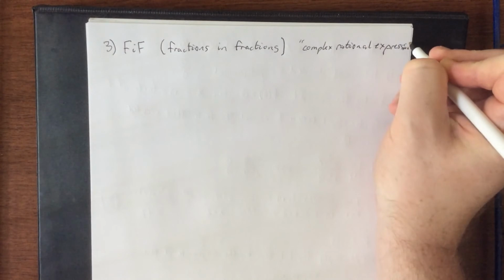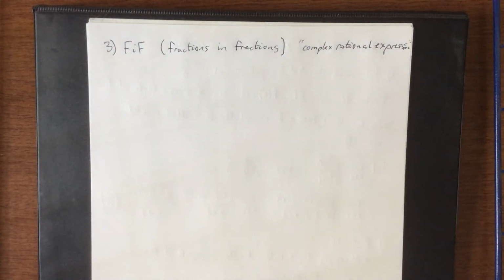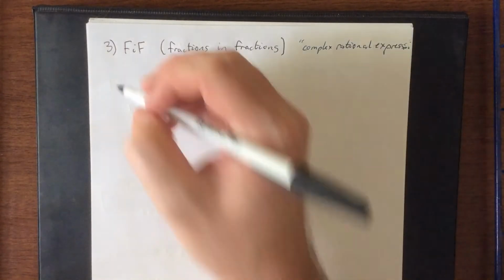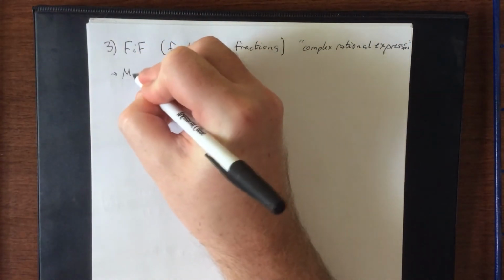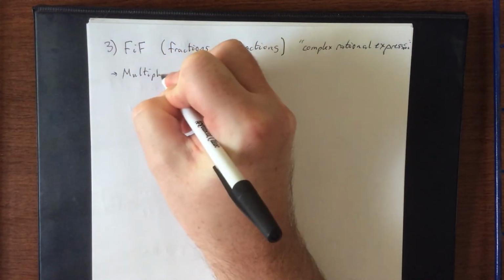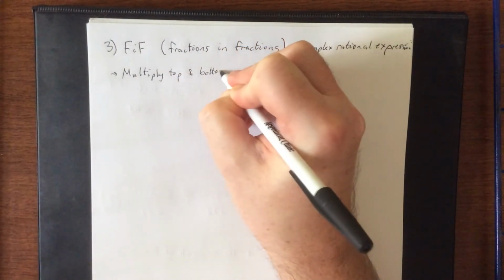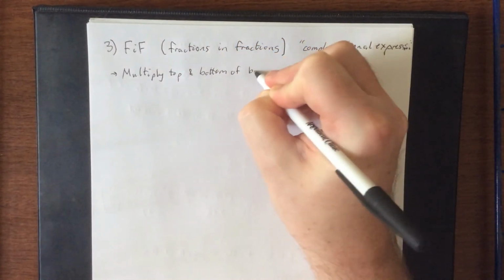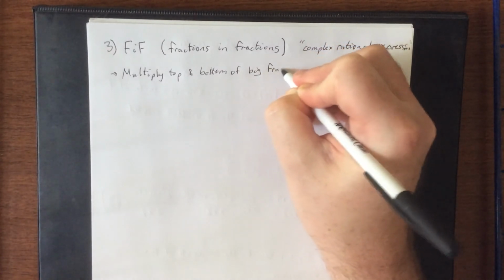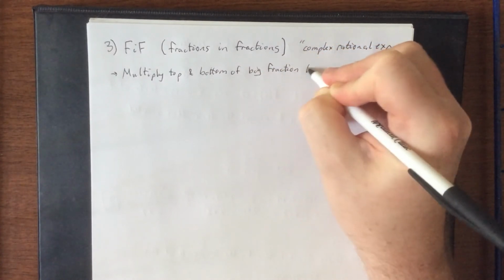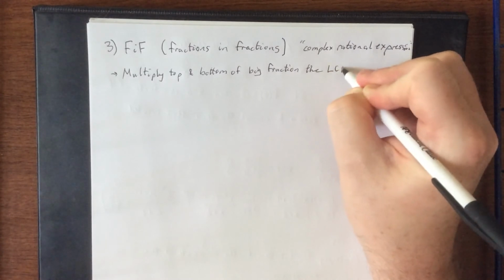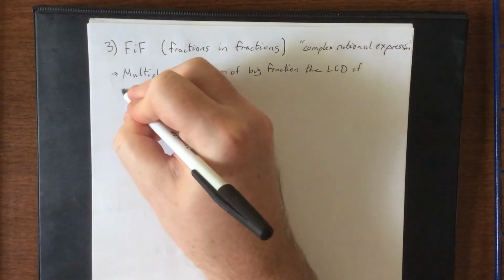Complex rational expression. Now the idea is, in a previous math class, you would have talked about how to simplify a complex rational expression. My recommendation is going to be to multiply top and bottom of the big fraction by the lowest common denominator of the smaller fractions.